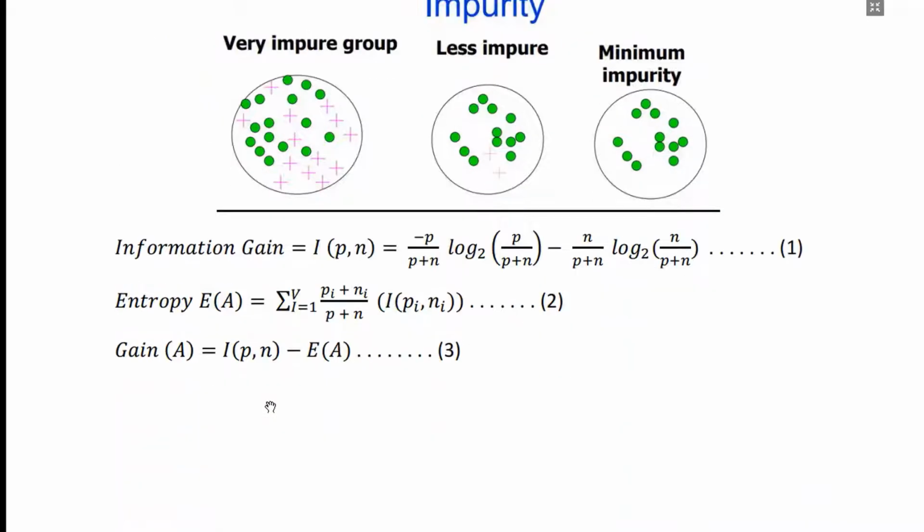So how to calculate the information gain? I(p, n), what is p? That is the number of positive outcomes and n is the number of negative outcomes. So it is equal to minus p by p plus n log of p by p plus n to the base 2, minus n by p plus n log of n by p plus n to the base 2. So that is the formula to calculate the information gain, and this is the formula to calculate the entropy, and gain is equal to information gain minus entropy. So that is the difference value, and we are getting this one as gain.